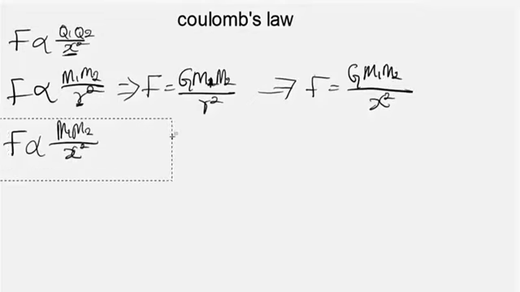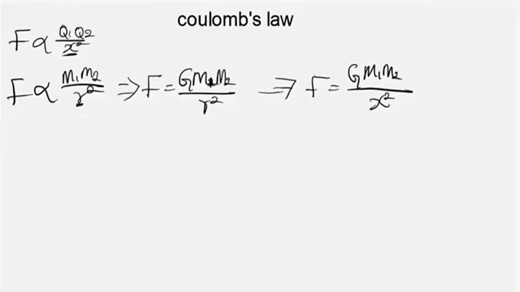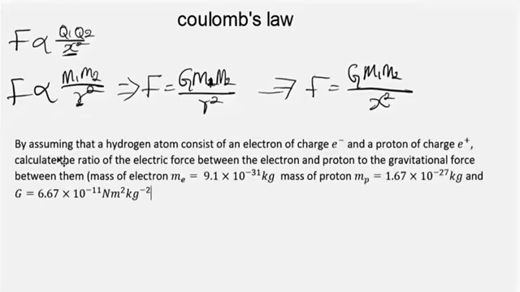So I'll go ahead and wipe this off. So let's take an exercise. We have here, by assuming a hydrogen atom consists of an electron of charge negative e and a proton of charge positive e, calculate the ratio of electric force between the electron and proton to the gravitational force between them.